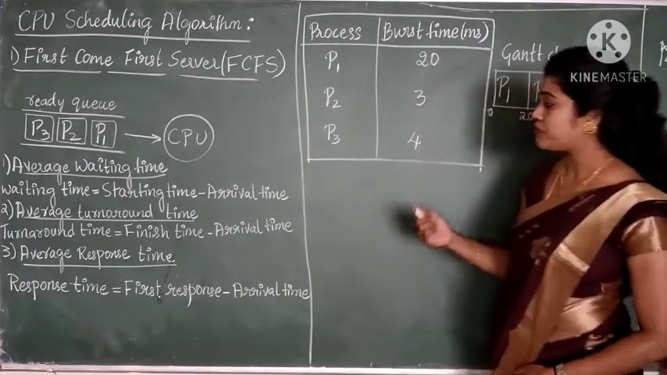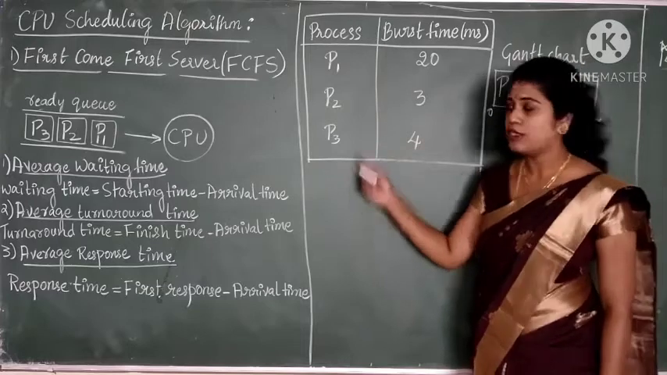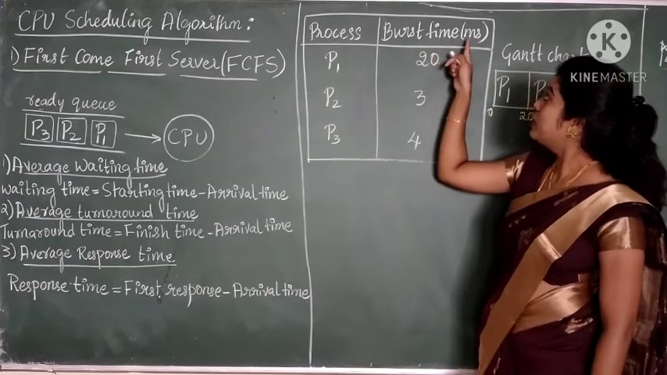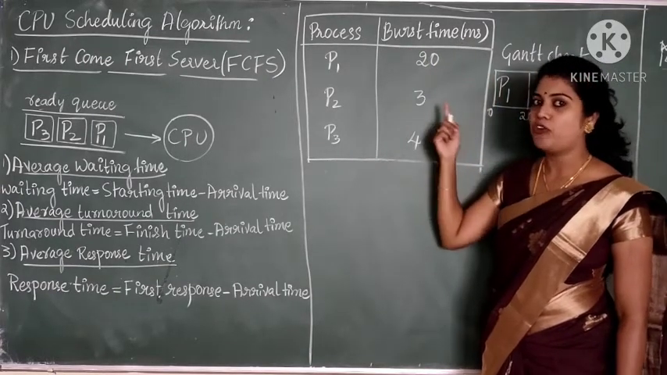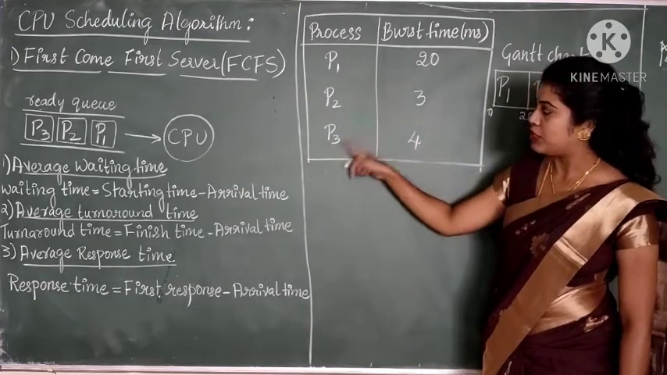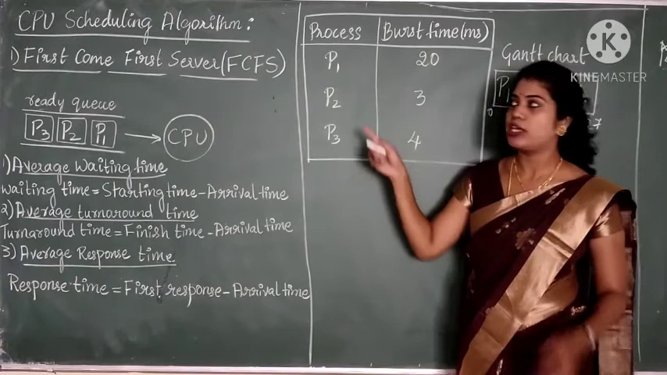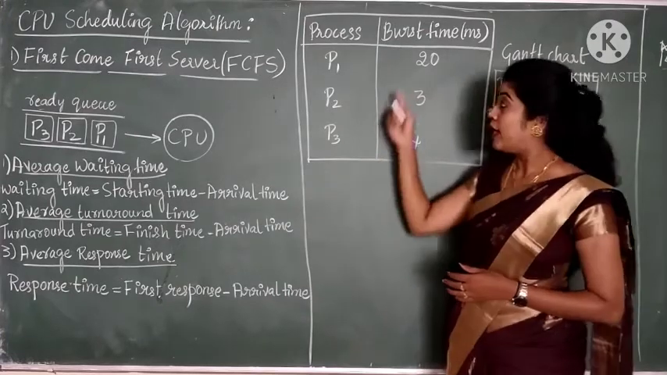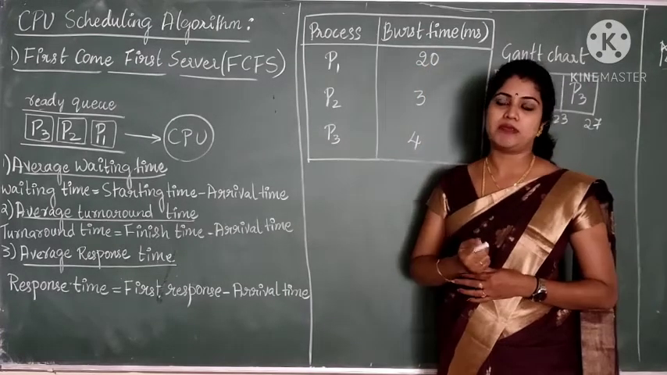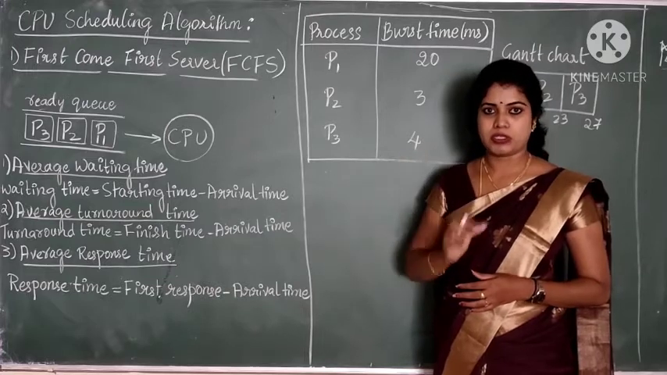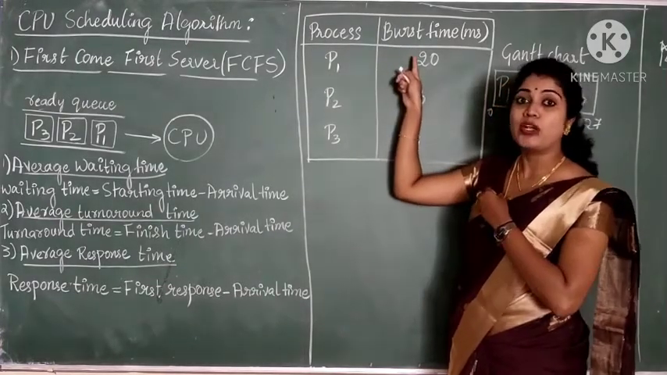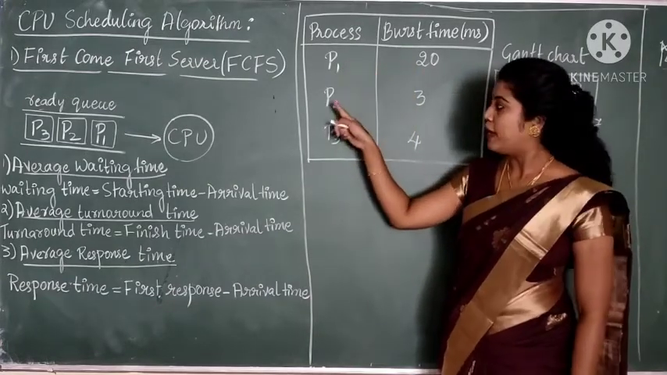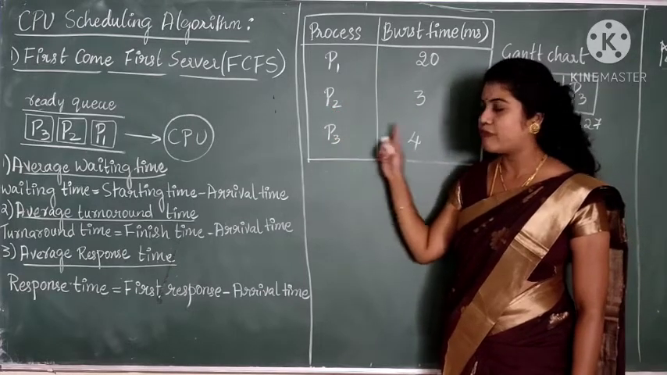In the examination, the table will be given like this with two columns, process and burst time. Always remember the burst time will be in the unit of milliseconds. P1, P2, P3 and the respective burst times are given. As per the example you have three processes, P1, P2, P3, and on the other side you have burst time. What is burst time? Burst time is the time taken by a process. For example, P1 is given as 20 milliseconds, which means P1 wants an execution time of 20 milliseconds, P2 requires 3 milliseconds, and P3 requires 4 milliseconds.